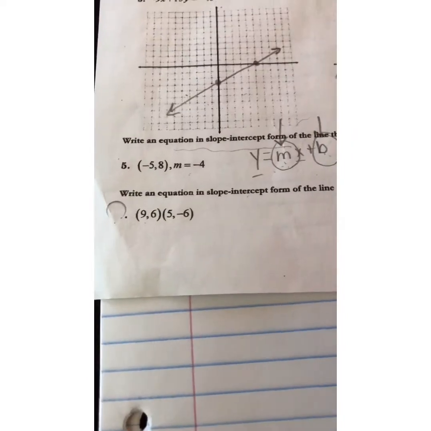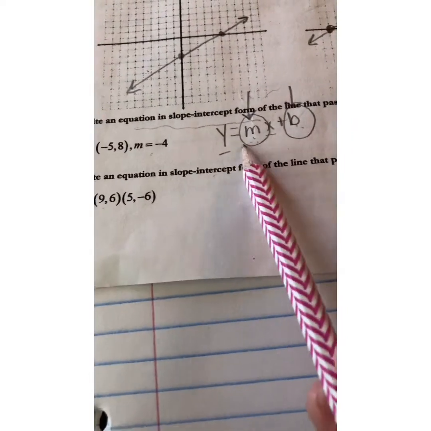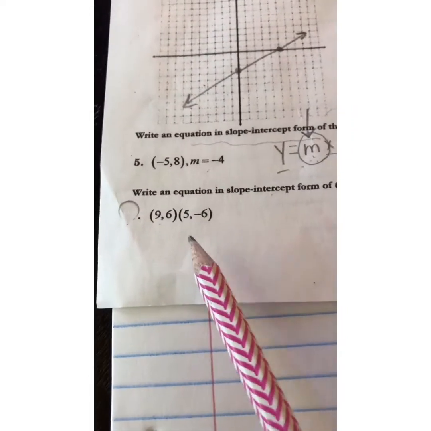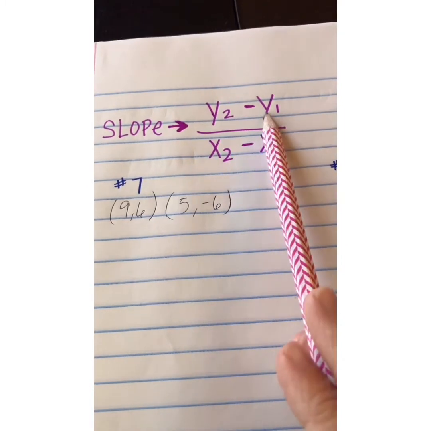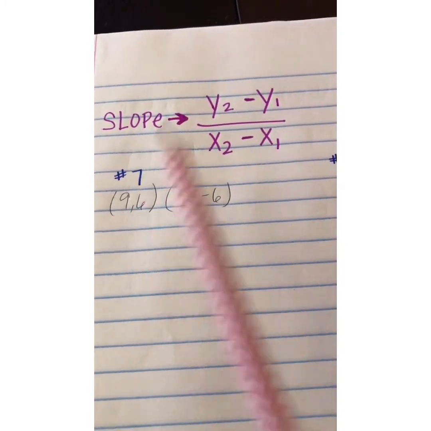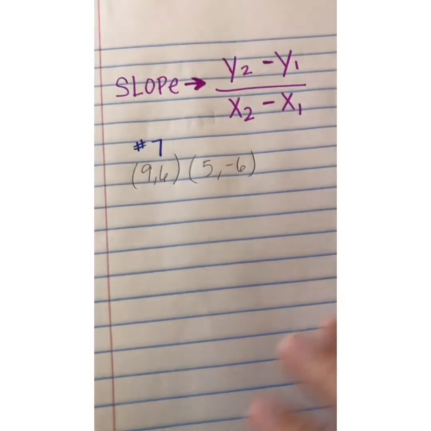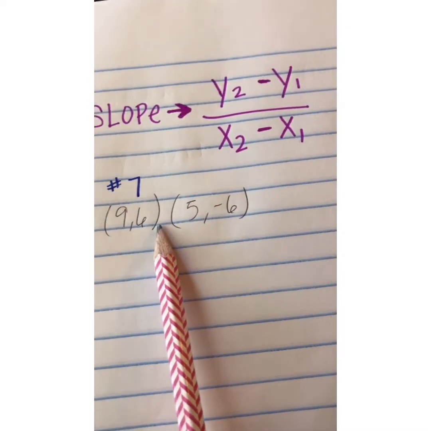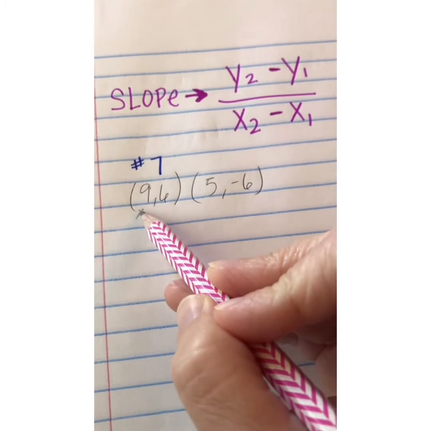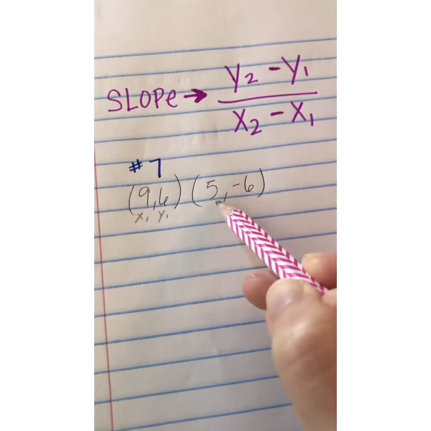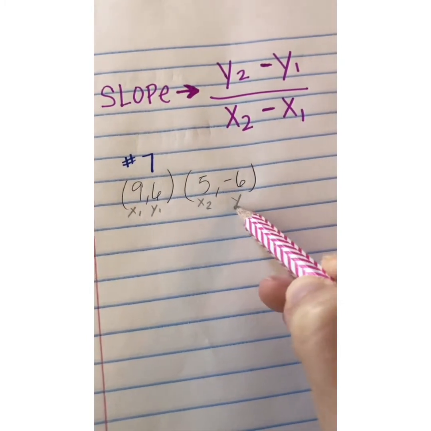Now they don't actually give us the slope, the m, but they do give us two ordered pairs. And we know that if we have two ordered pairs, we can use this formula, y2 minus y1 over x2 minus x1, to get the slope. So number 7, these were the two ordered pairs that they gave us. So I'm just going to plug these in. Remember, this is your x1, y1, and this is your x2 and your y2.